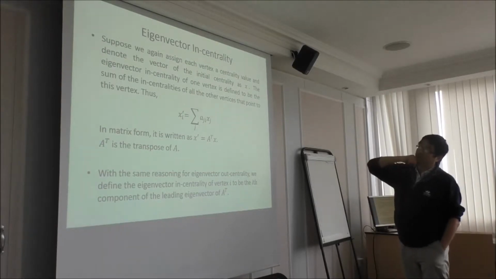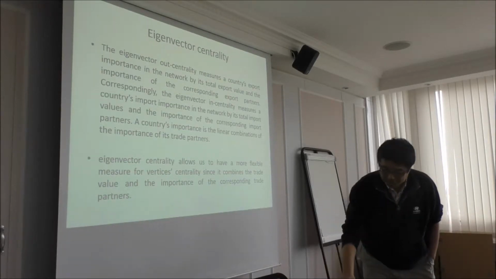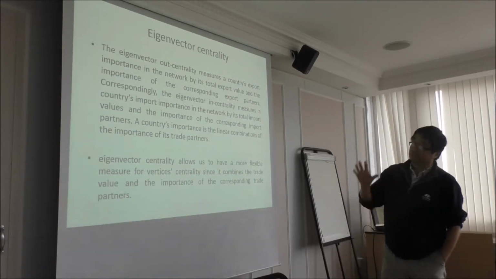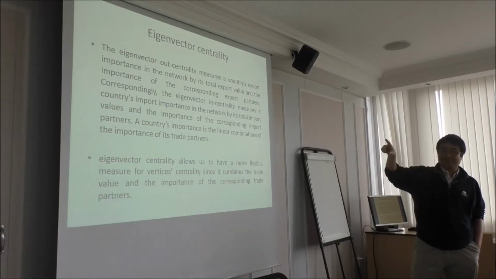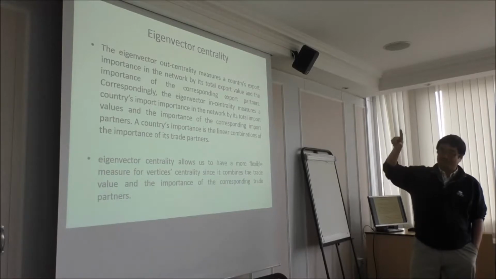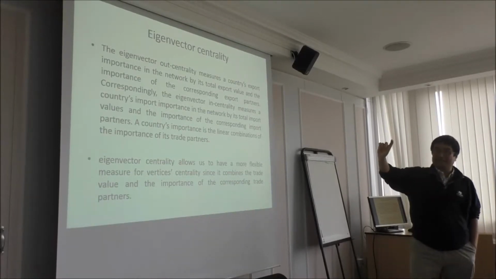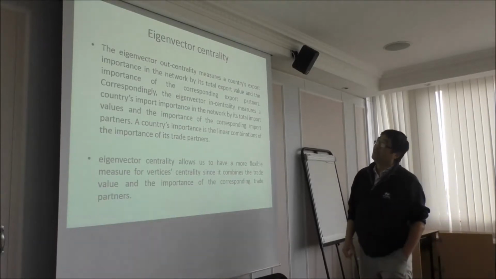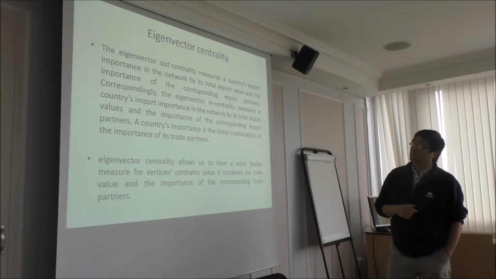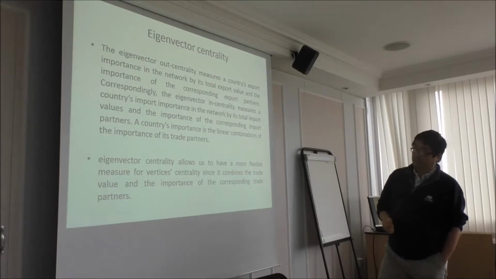Of course, if we have eigenvector out centrality, we also have eigenvector in centrality, which is just from the side of imports, because the trade network is not a symmetric one. If country A sells X amount of goods to country B, it doesn't necessarily mean B will sell the opposite amount to you. So it's not a symmetric matrix. Apart from in centrality, you also have out centrality.